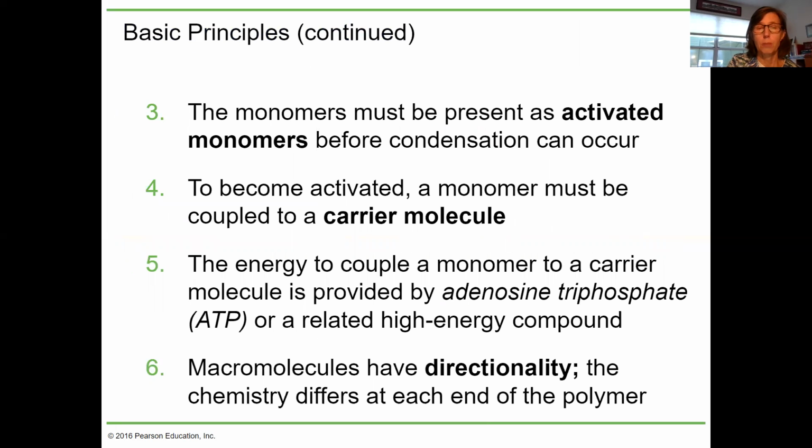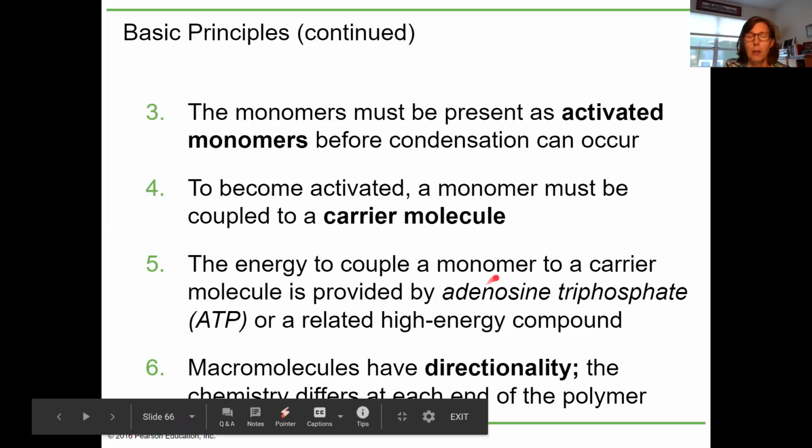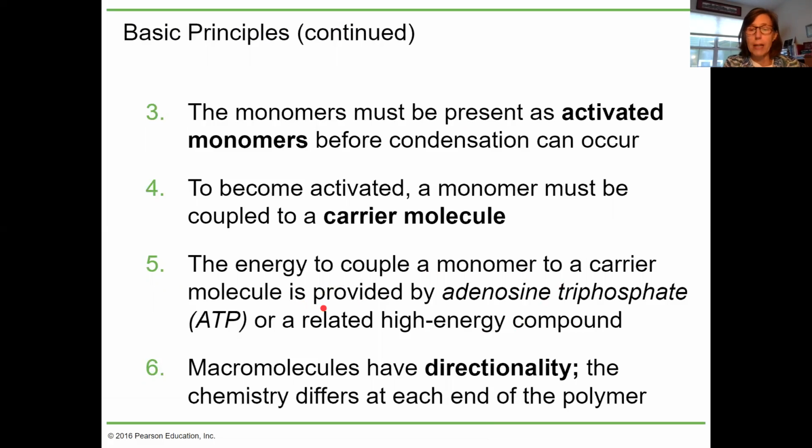All right, so one thing I wanted to talk to you about is the monomers that form the polymers. Now, typically the monomers can't just be a glucose or amino acid or something like that to form a macromolecule. Typically, they have to be activated before they can associate to form a macromolecule. Typically, the energy to couple the monomer to a carrier molecule or activation molecule is provided by ATP.